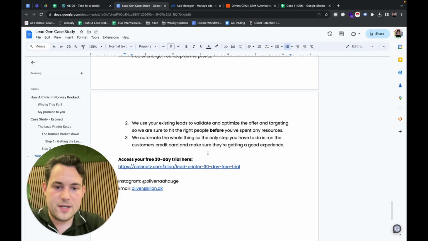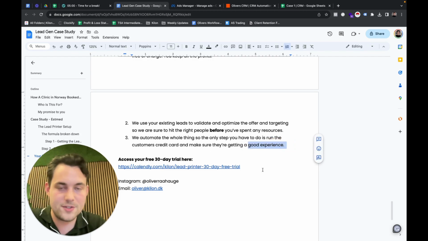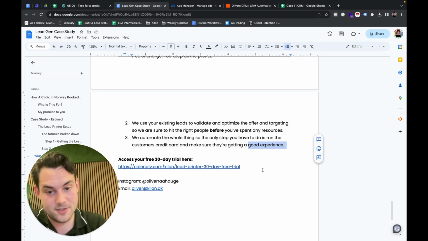We'll automate the whole thing. So the only step you have to do is run the customer's credit card and make sure that they're getting a good experience. And this is very important because if they don't get a good experience, they'll tell others about it. And we don't want that. We want people to be happy and we want our clients to be happy and their customers to be happy.